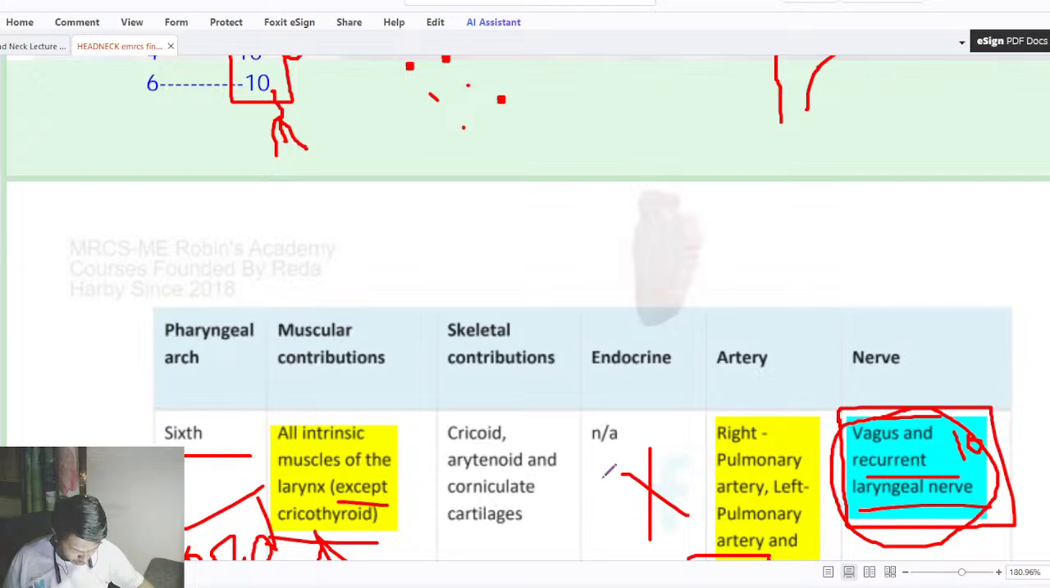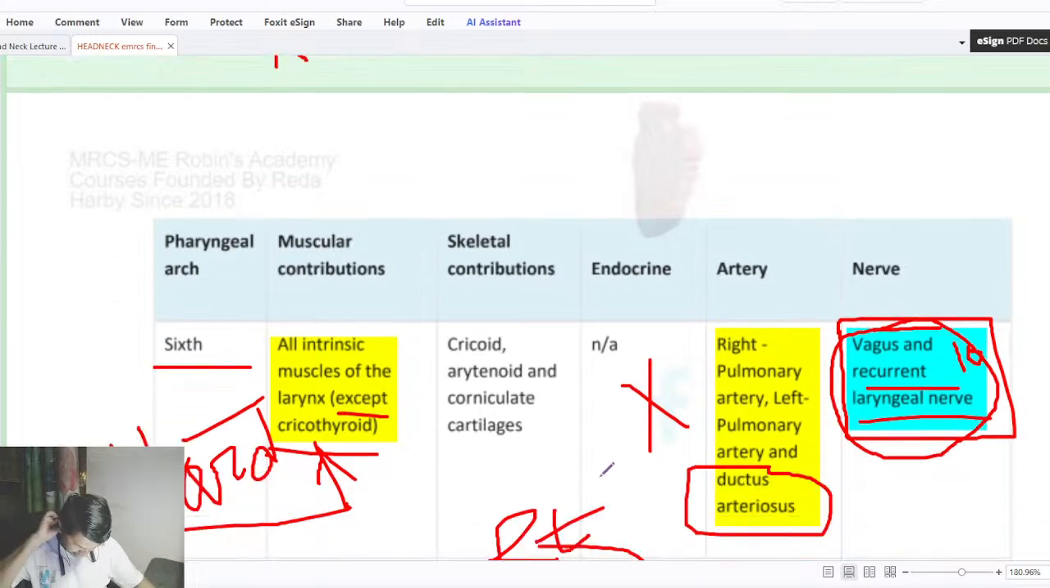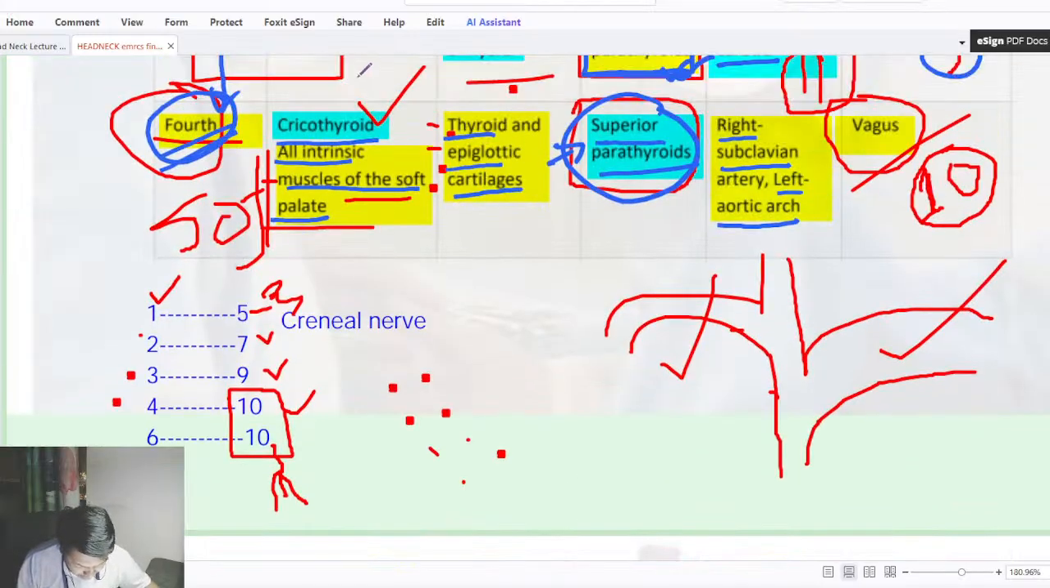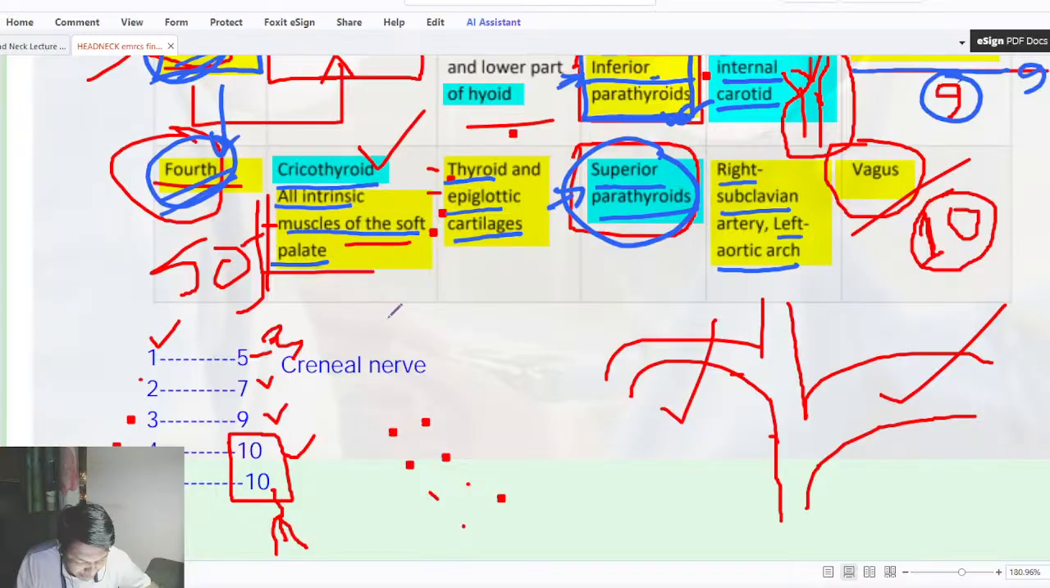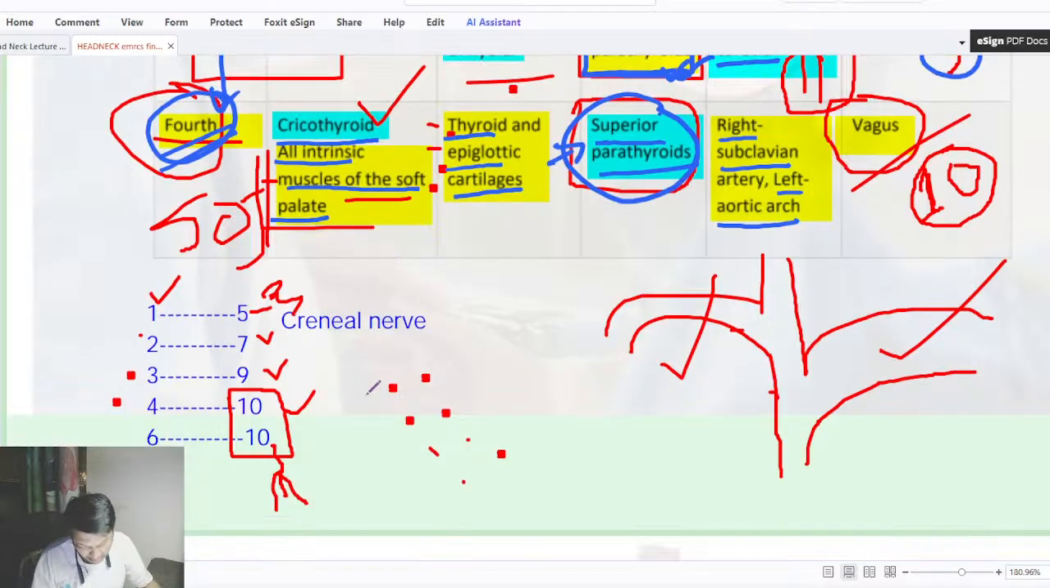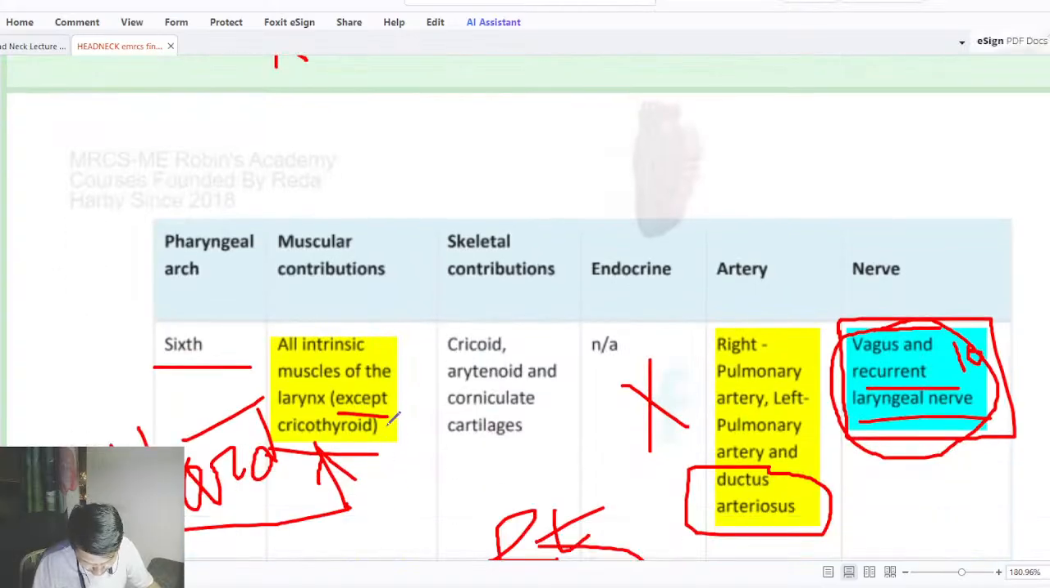Then there is no fifth. We go directly to the sixth arch. In fourth, we have seen all intrinsic muscles of the soft palate. Fourth year is a little soft. Teachers are soft, but when they are in internship, they become hard.